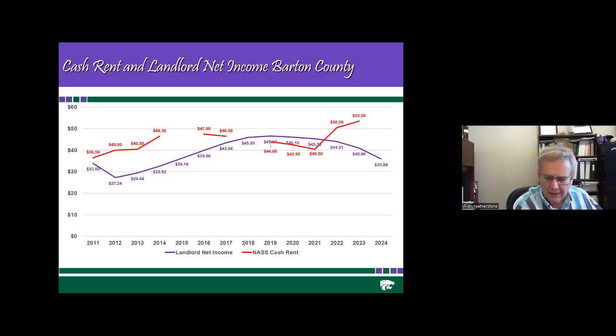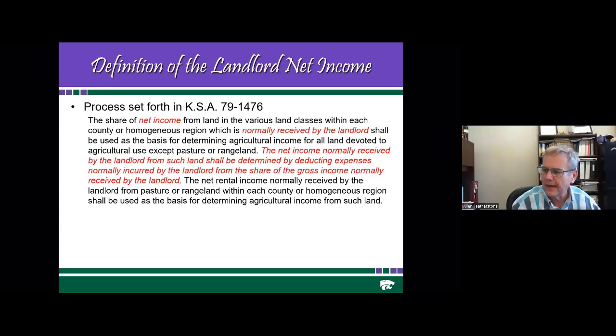We will also talk, when we look at the statute, and we'll move into that. This is essentially the statute that establishes how use value is done. In terms of looking at this, there's a couple methods. There's one for irrigated and non-irrigated land, and then there's another method for pasture land.